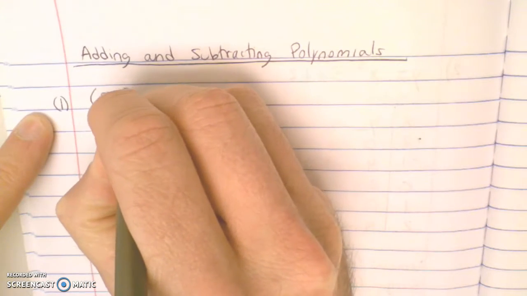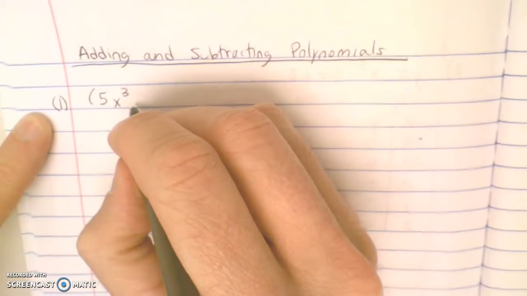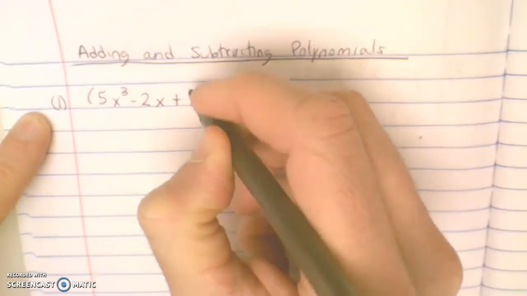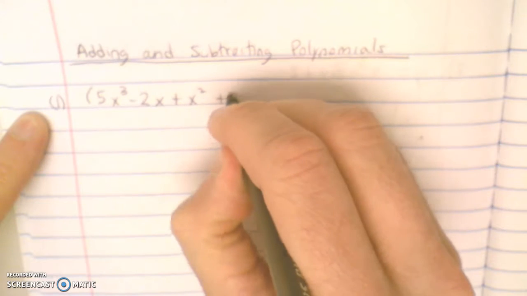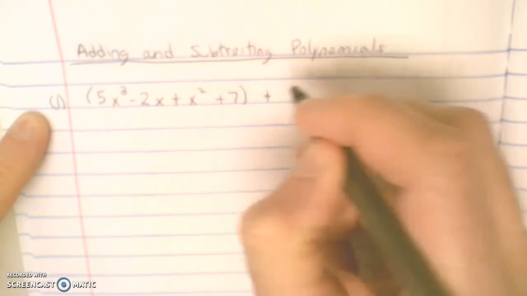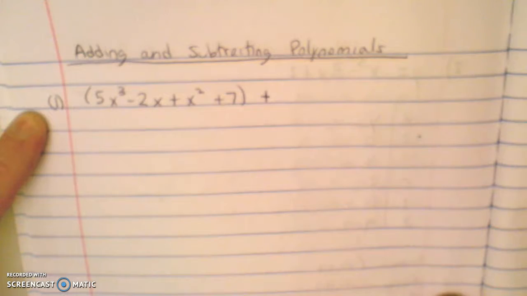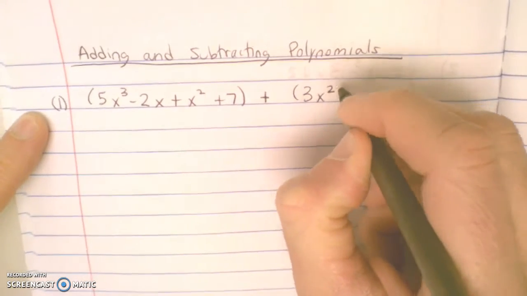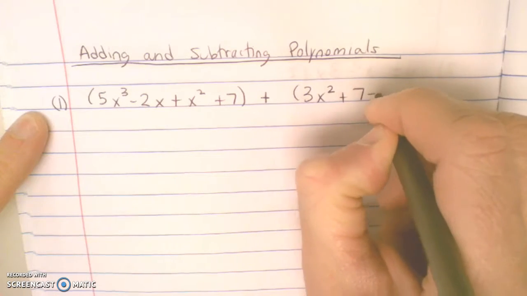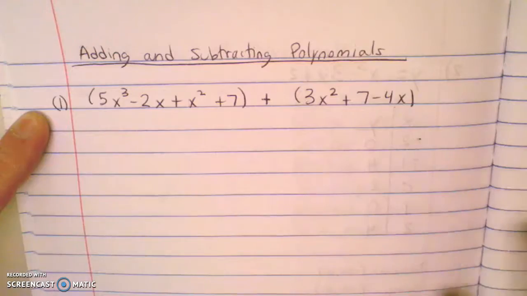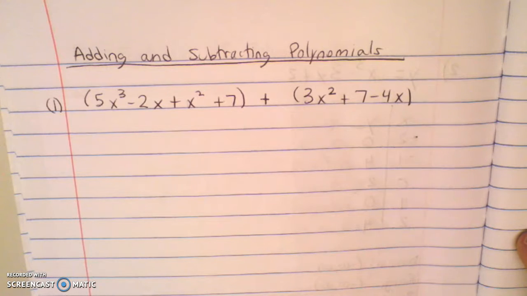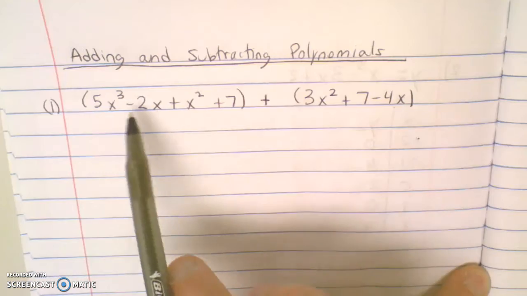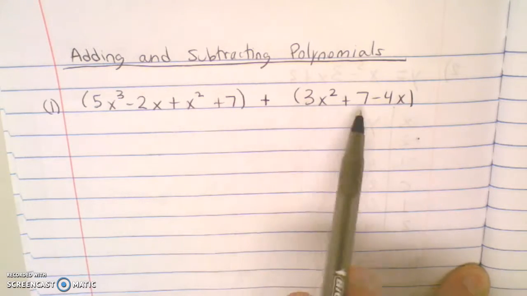5x to the third minus 2x plus x squared plus 7. That's one polynomial. And we're going to add it with 3x squared plus 7 minus 4x. So notice there's a plus sign in between. So that means I'm just adding the terms in this polynomial with the terms in this polynomial.